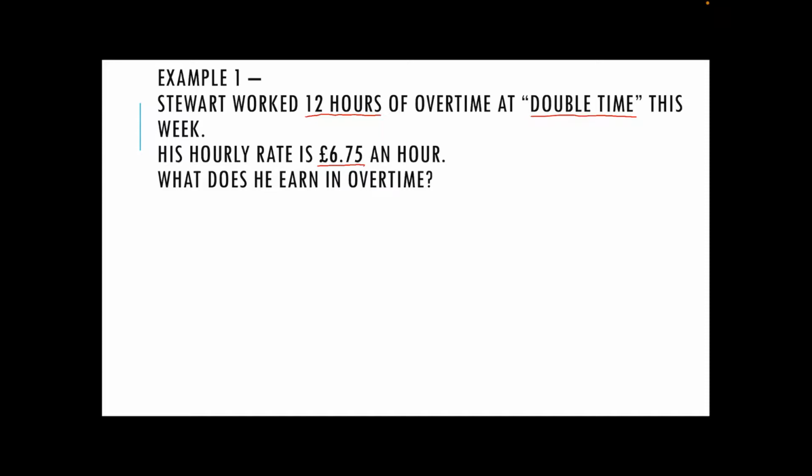If he's worked 12 hours of overtime at double time, well then we would take his £6.75 and we would times it by 2 for that double pay, and then to work out how much he's being paid, we're going to times it by the number of hours. So it doesn't really matter what order we're multiplying in here, but that's just the order that my brain thinks about it. So we take the hourly rate, multiply it by 2, and then multiply it by the number of hours worked, and I get £162 there. So he's being paid £162 for those 12 hours of overtime.